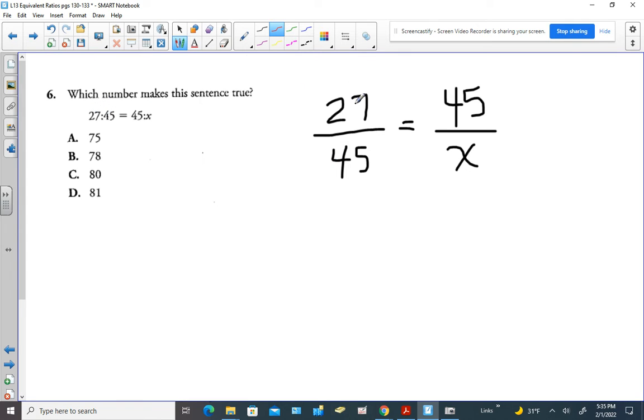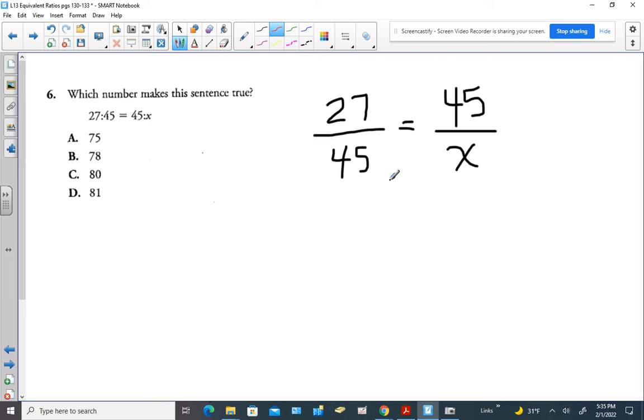So we'll put 27 on the top. The number that's in front of the colon is always the numerator, and what's after is always the denominator. And then we'll do the same thing with this. So make this the numerator, make the x the denominator. Now, if you leave it as it is, this is not very user-friendly.